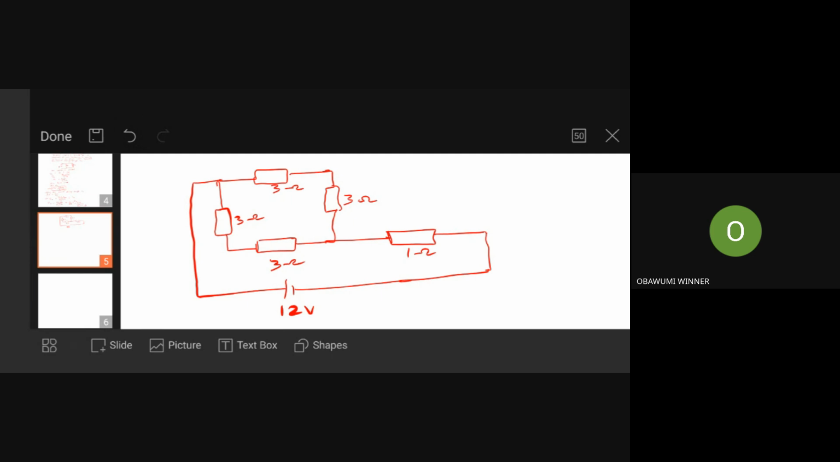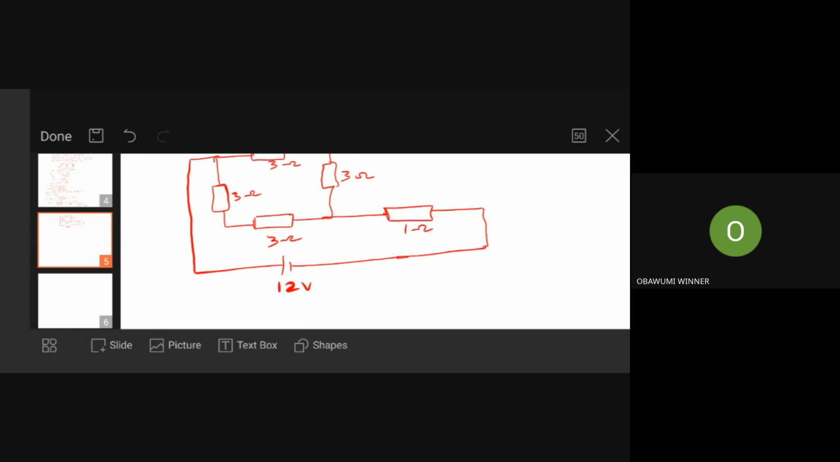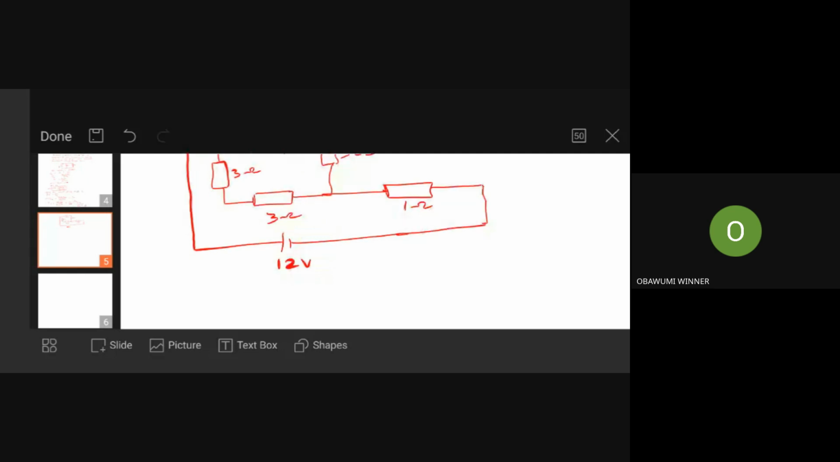Now, the question says: calculate the current flowing through the 1 ohm resistor. So let me write it out. Calculate the current flowing through the 1 ohm resistor.